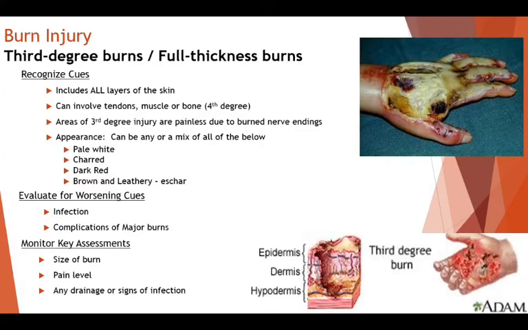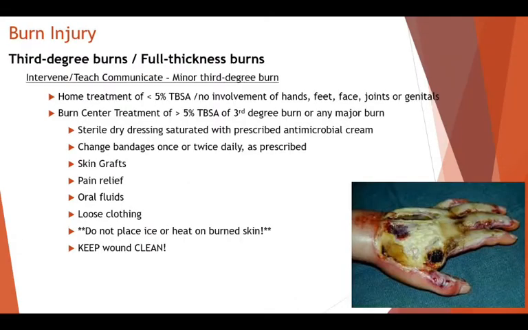That would be a major burn because it is a hand. Hands, feet, joints, and genitals are considered major burns. But anyway, a small or minor burn, less than 5% with no involvement of hands, feet, face, joints, or genitals, you can do home treatment. So if you end up with a patch of third-degree burn on your arm, it can be treated at home, but the burn center will treat anything over 5%.